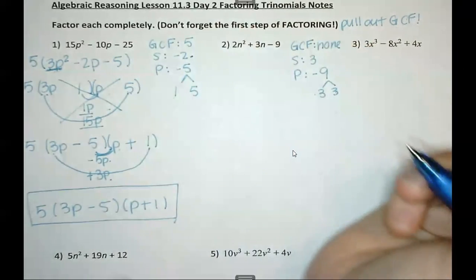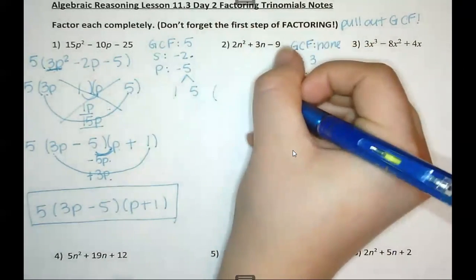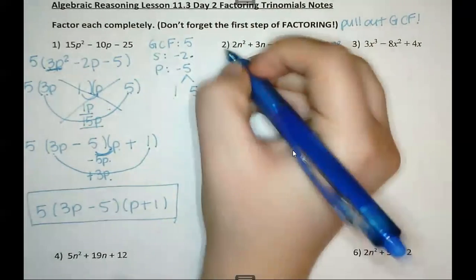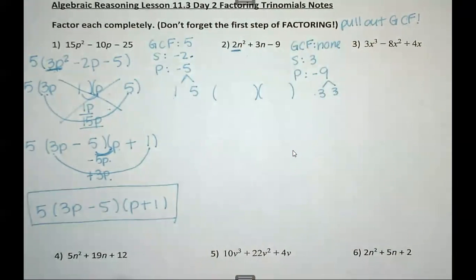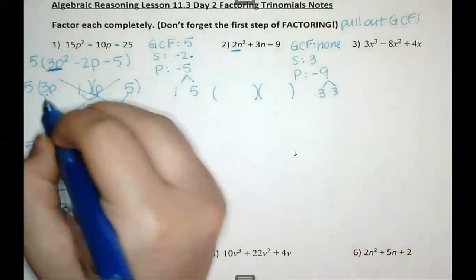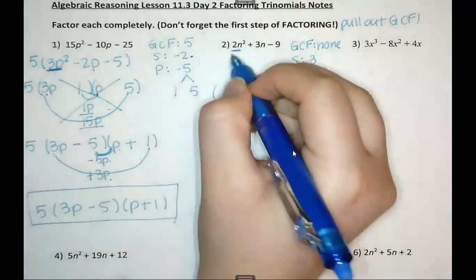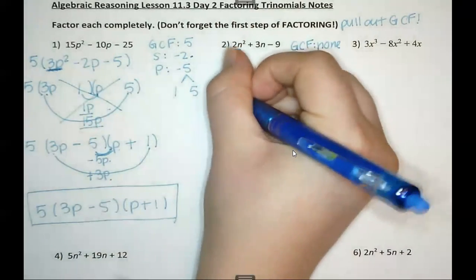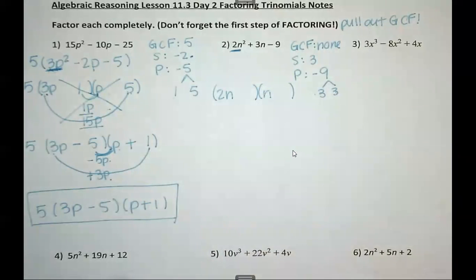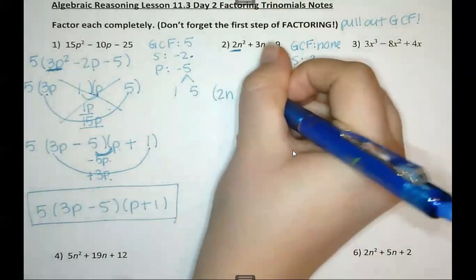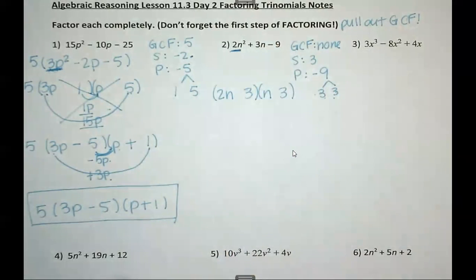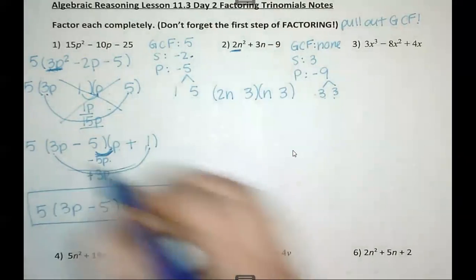So there was no GCF, so I go ahead and I make my 2 sets of parentheses. The first thing in my parenthesis has to multiply to give me 2n squared. So last time we needed 3p, and we put 3p and 1p. This time I need 2n squared, so I'm going to put 2n and n. All right, now I'm going to plug in my numbers, 3 and 3, and we check the inner, just like we did here, and the outer.